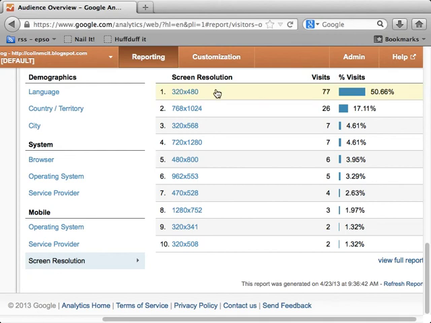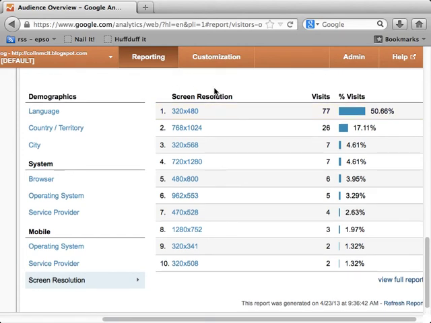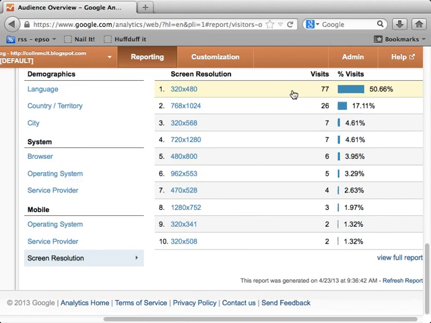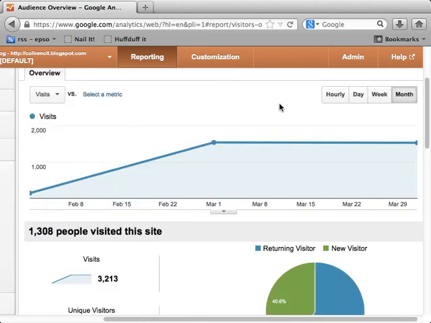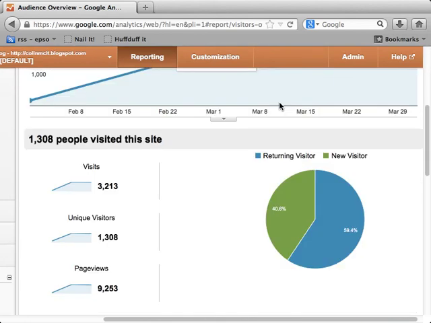This looks just wrong though. This looks like phone resolution. You'd think the second one would be more popular? Yeah. Now this is just a very small sample. This is from a particular week, is it? Or a particular month.